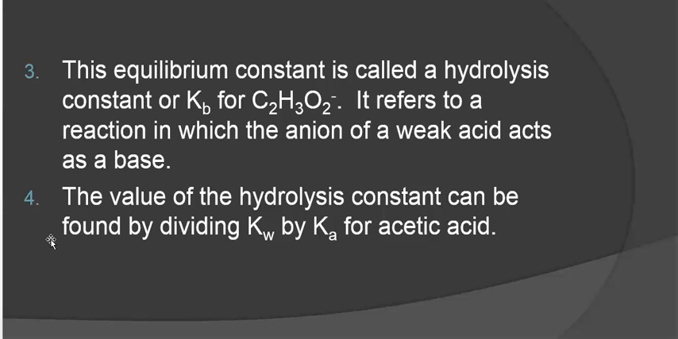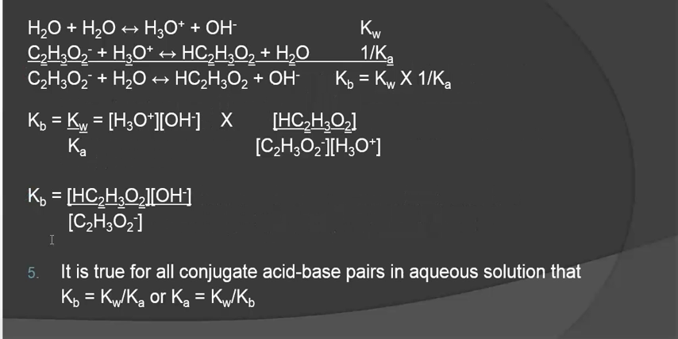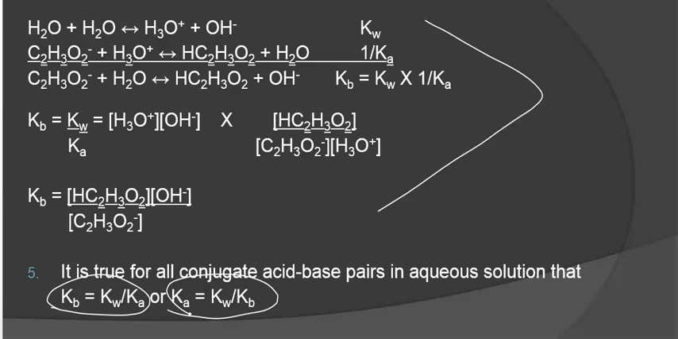The equilibrium constant is called a hydrolysis constant, or Kb for acetate. And the value of the hydrolysis constant can be found by dividing Kw by Ka for acetic acid. Here's the derivation. I'm not really worried about the derivation, so you don't have to worry about this part right here. How do you find Kb if you're given Ka and vice versa? The equations are down here. Kb is equal to Kw divided by Ka. Ka is Kw divided by Kb. So don't worry about the derivation too much. Just know how to get the Ka or Kb value.